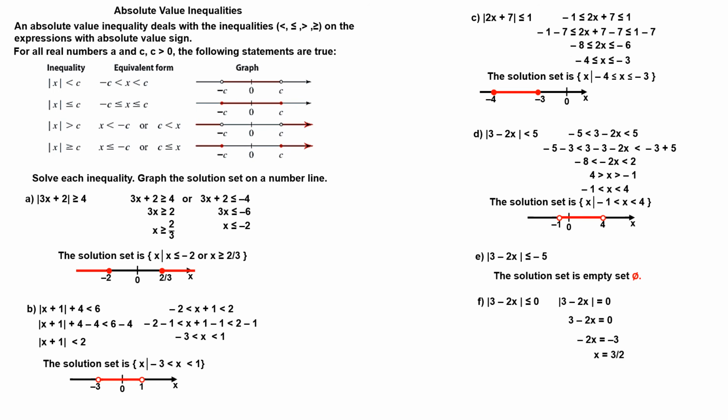Look at item G. This is almost the same as item F. We already know the answer. Absolute value is always positive or 0, so it is always greater than -5. All values work. The solution is all real numbers.